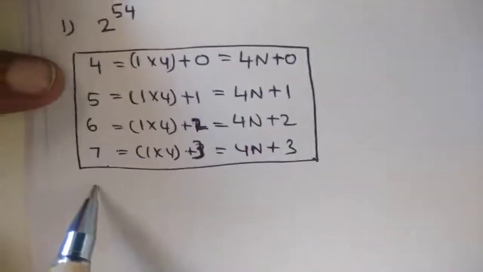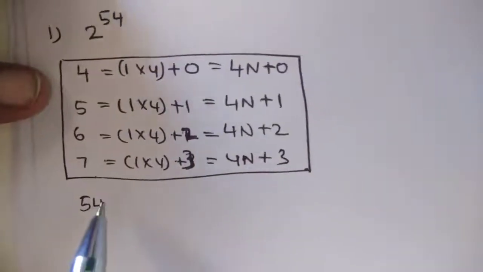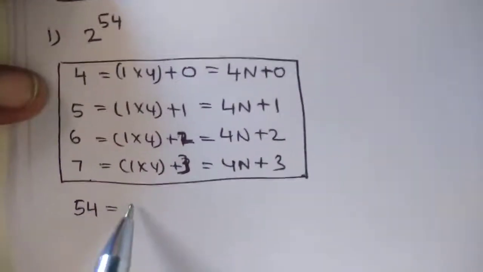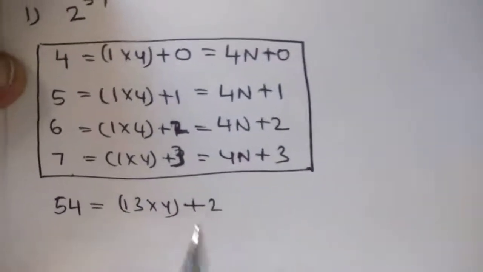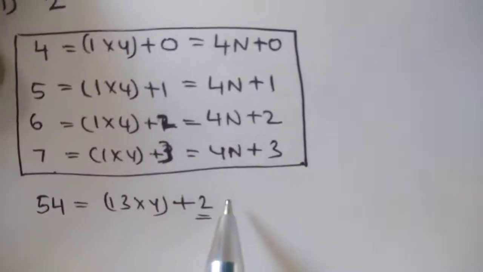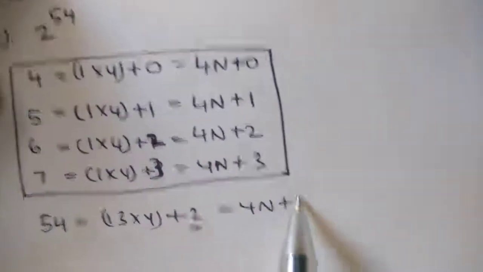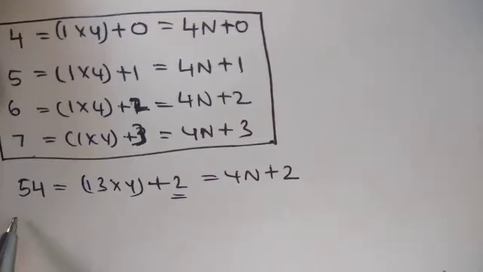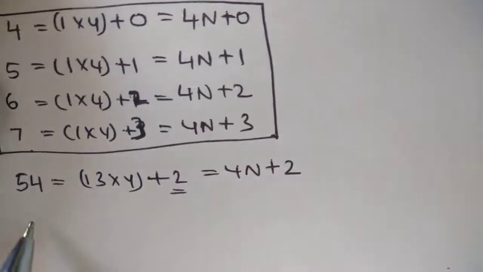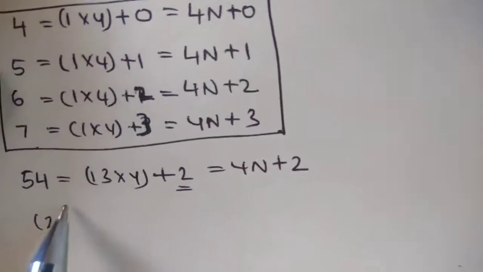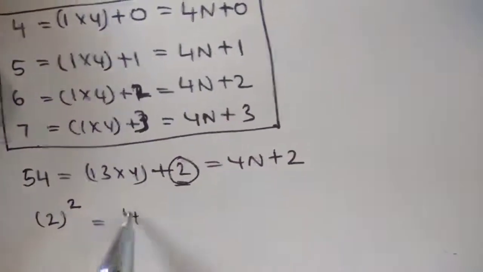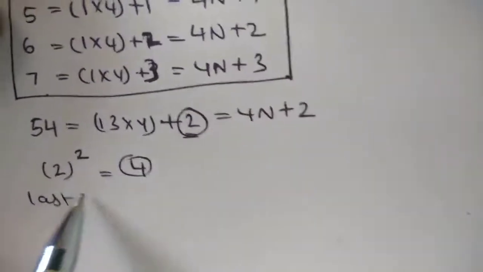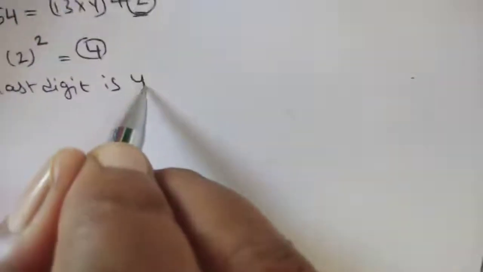Here you take the power 54. It can be written, in multiples of 4, as 13 into 4 plus 2. Remainder is 2. So this is a 4n plus 2 system. So it can be written as 2 power remainder 2. So 2 power 2 is 4. So the last digit for this is 4.